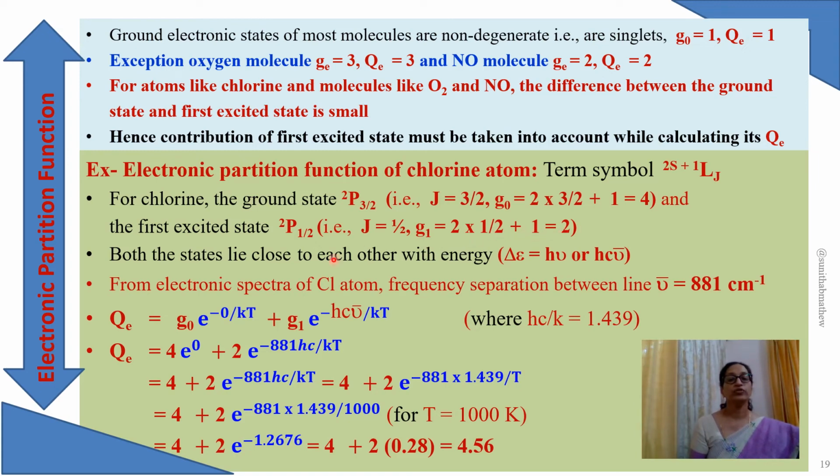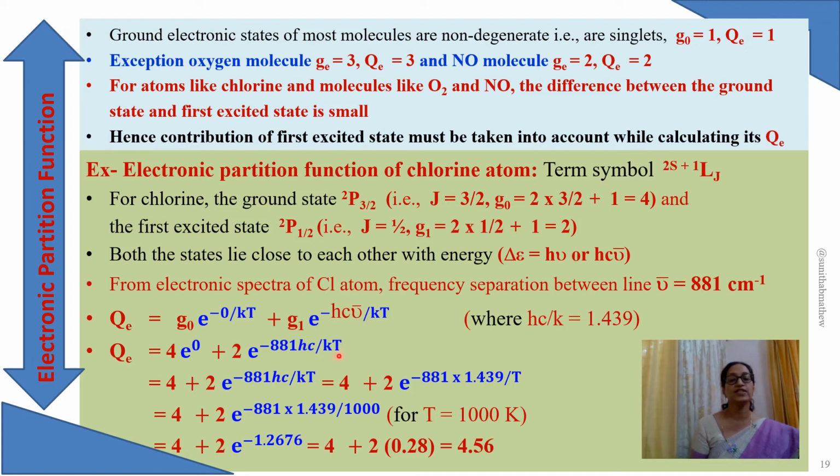Okay. Now for the first energy level the energy is 0. Second, the energy gap between the two can be written as h nu or hc nu bar, where c is velocity of light and nu bar is the frequency in wave number. Now from the electronic spectra of chlorine atom we see that the frequency separation between the lines is equal to 881 centimeter inverse. So we will substitute the value here. Here it will be e to the power 0. The degeneracy here is 4, so 4 into e to the power 0, this is 1, so this will be 4. Degeneracy for the first excited is 2, e to the power minus nu bar, that is 881, hc upon kT.